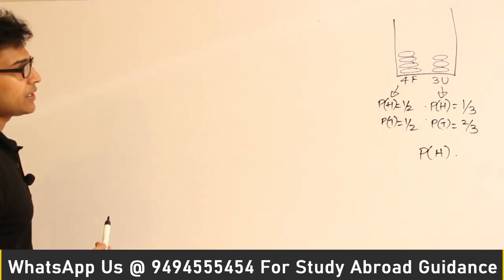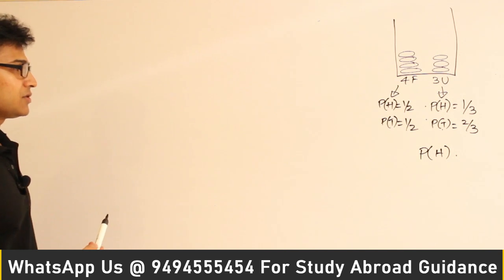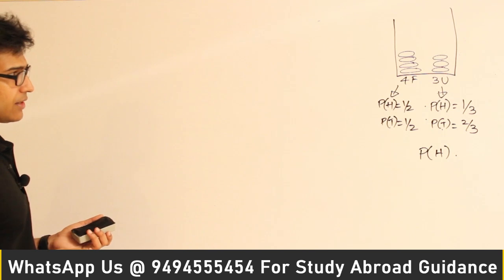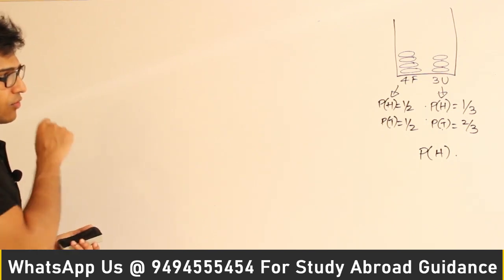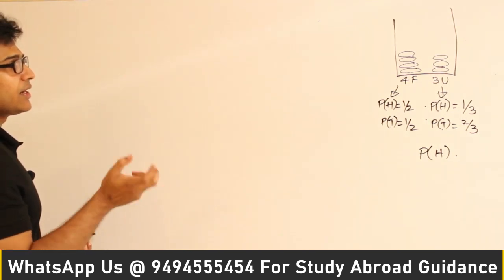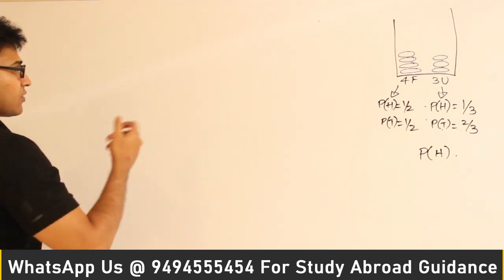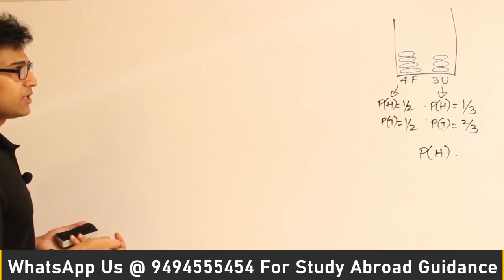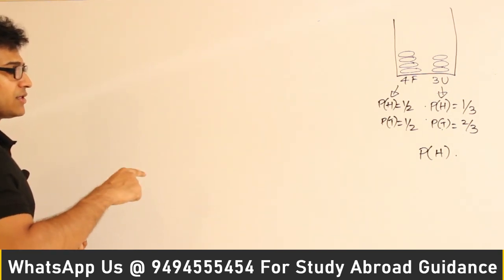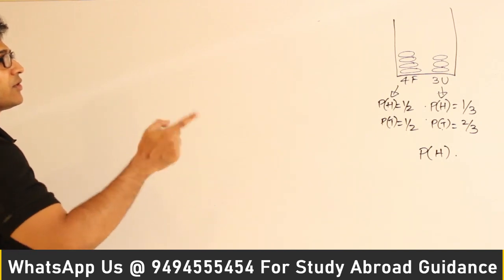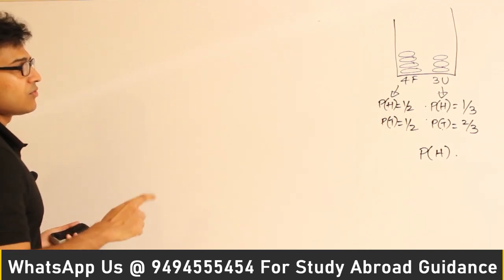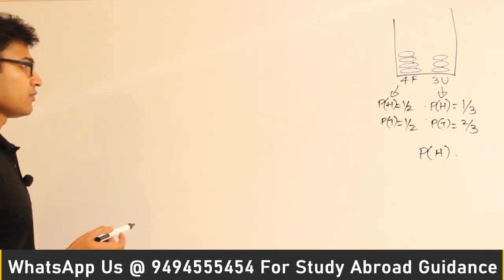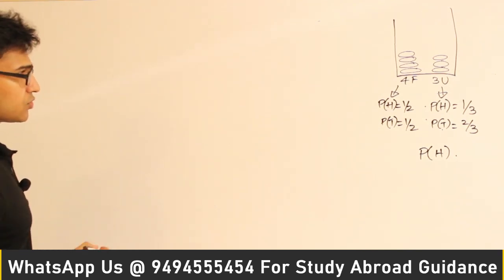In order to understand such a question, you have to understand that the probability of getting a head will actually depend on the event that has happened first. Did you choose a fair coin or did you choose an unfair coin? If both are possible, then you have to find the probability of getting a head given that you have chosen a fair coin, plus the probability of getting a head given that you have chosen an unfair coin. That is how you should solve it, right? If you can understand it, it is okay.